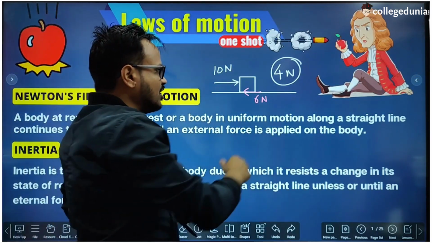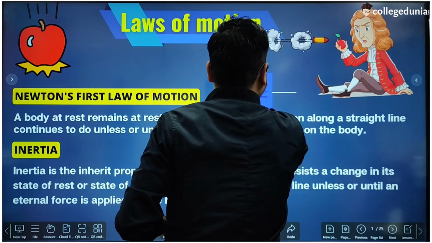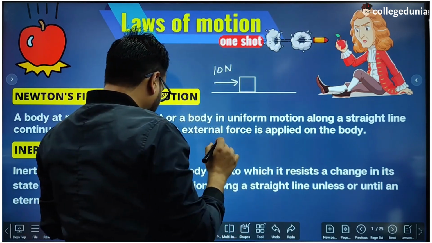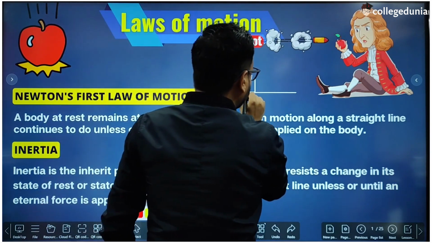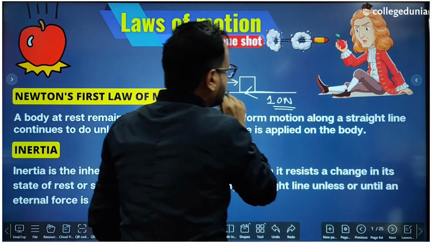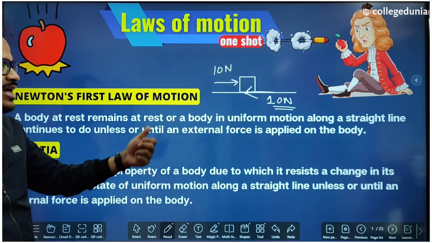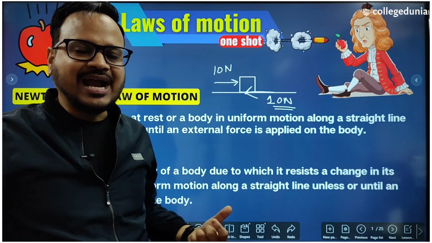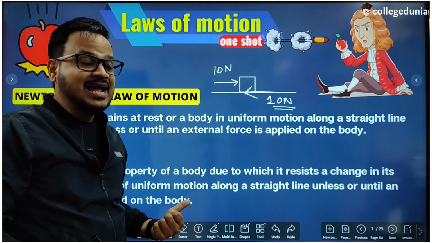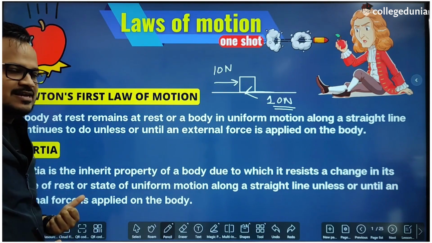But if the friction is also 10 Newton, and we are also applying the force of 10 Newton, then the net force is 0, and the block will move with constant velocity. That is what the first law is saying.